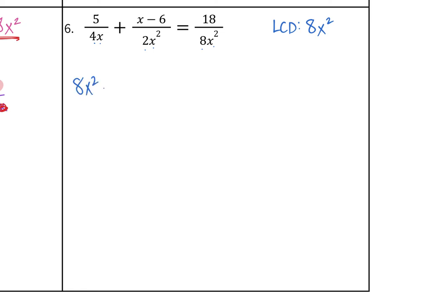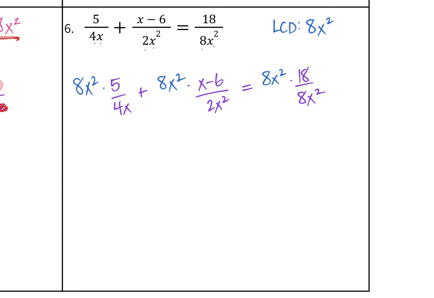So 8x squared times 5 over 4x plus 8x squared times x minus 6 over 2x squared equals 8x squared times 18 over 8x squared.